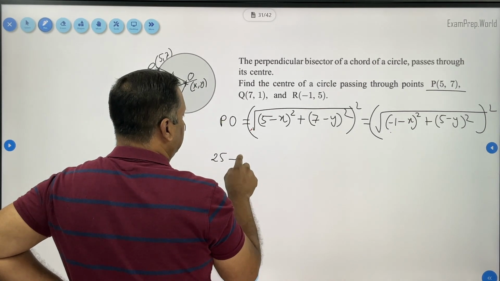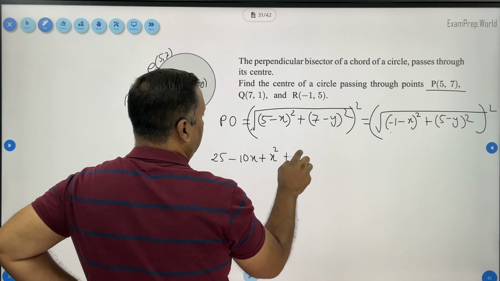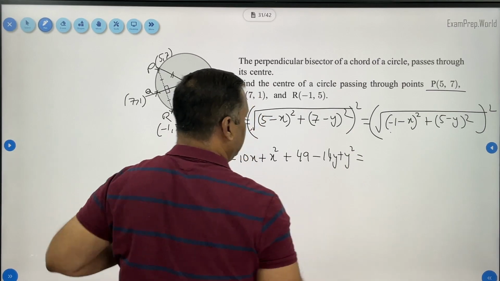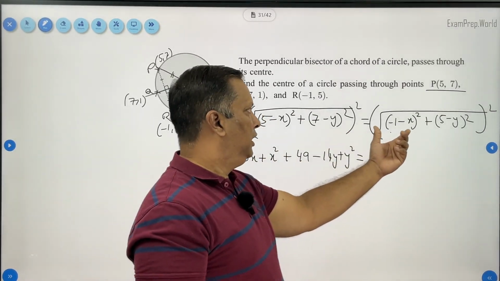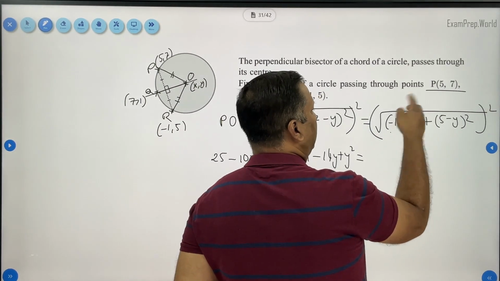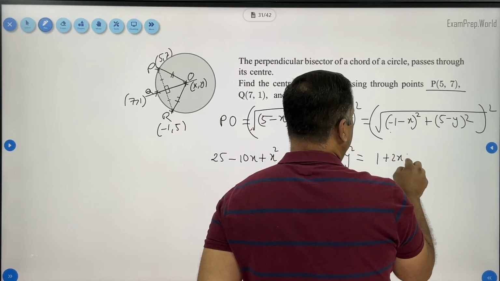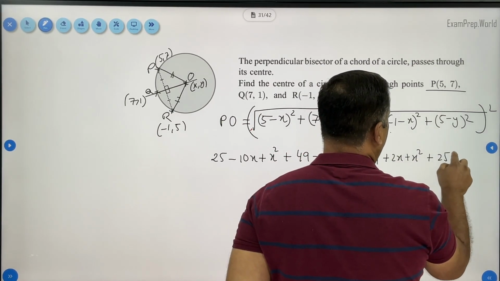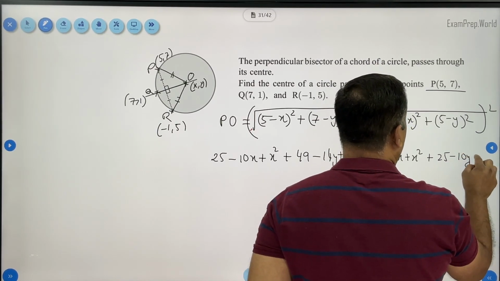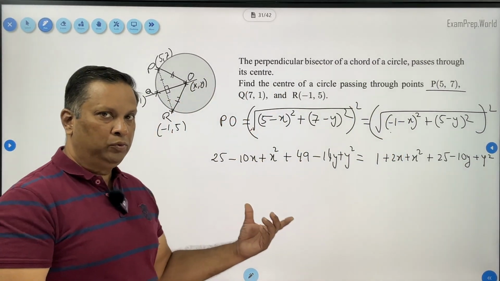25 minus 10x plus x square plus 49 minus 14y plus y square. We expanded both the brackets. Here also we will expand both the brackets. It is 1 plus x whole square, because negative whole square will become positive. 1 plus 2x plus x square plus 25 minus 10y plus y square. Now do you find x square and y square on both the sides?